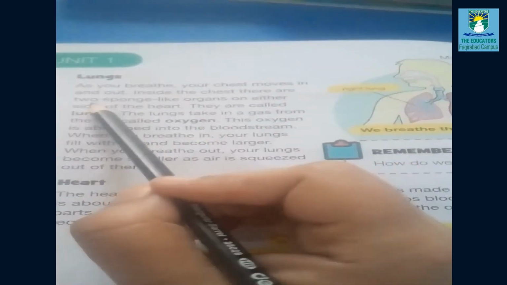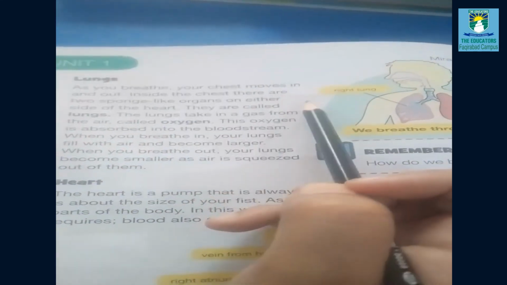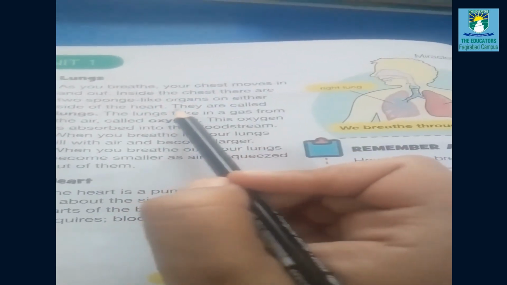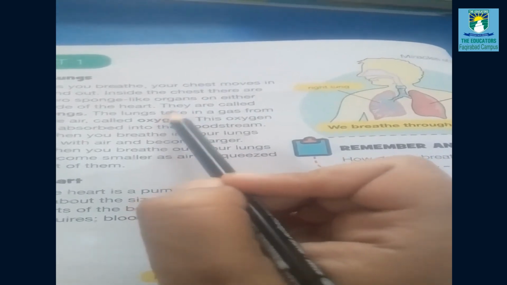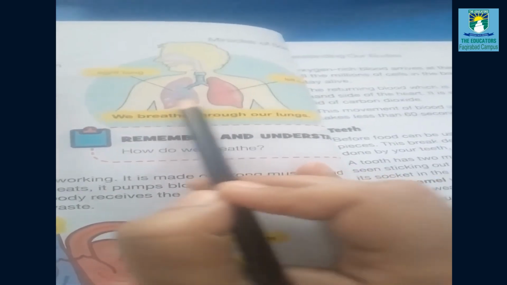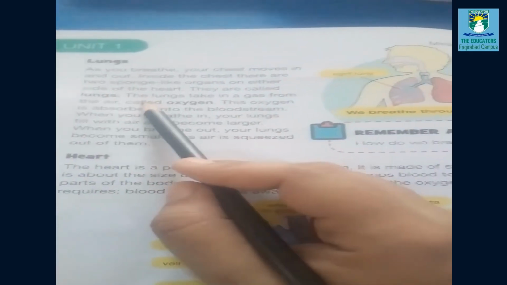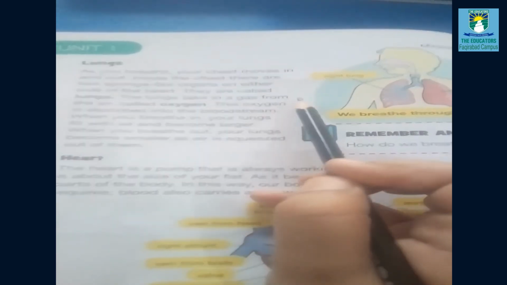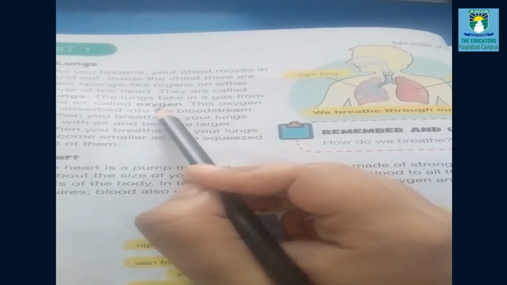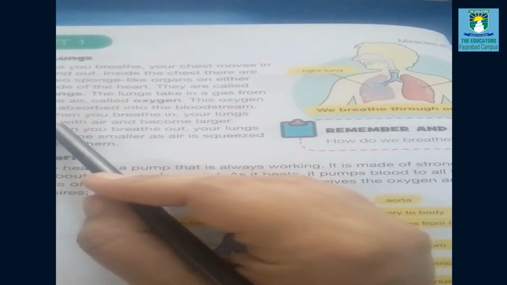Inside the chest, there are two sponge-like organs on either side of the heart. Look at this picture. On both sides, there are two sponge-like organs, which are known as lungs. The lungs take in a gas from the air called oxygen. Which gas do they take in? Oxygen. This oxygen is absorbed into the bloodstream.